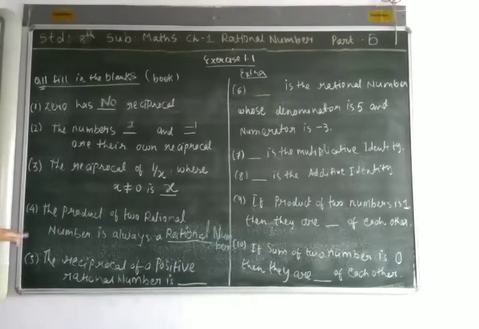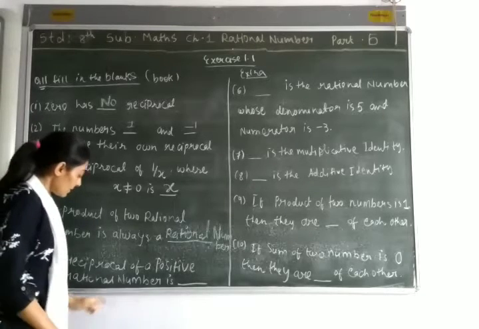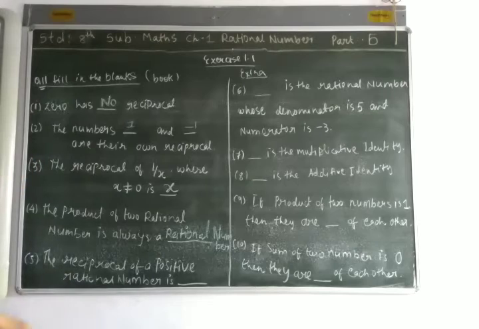The reciprocal of a positive rational number is blank. If you take any number, say 3, I have to take the inverse of it, which means 1 upon 3. My 3 is positive, so I get the positive reciprocal of that number. So the reciprocal of a positive number is always positive.